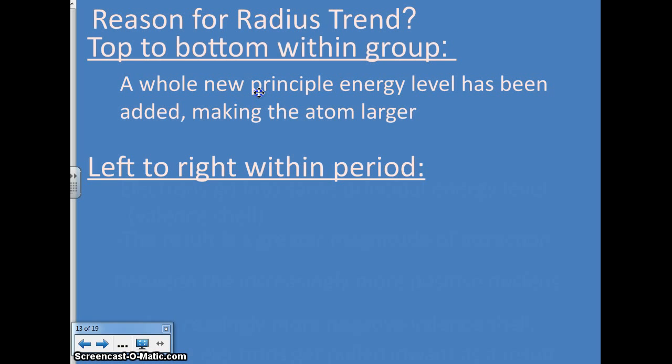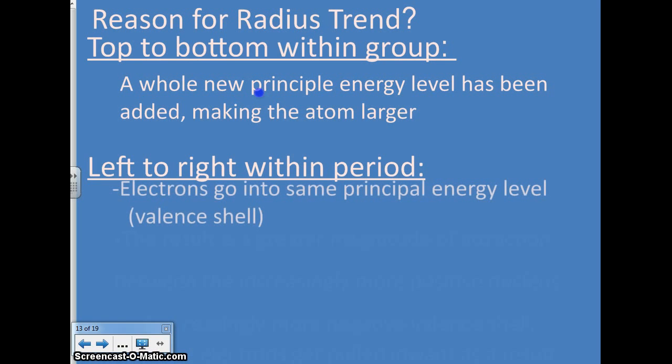Left to right within the period, however, something different happens. In this case, electrons are being added as you go left to right, but they're being added to the same principal energy level. So you're not adding a layer, you're just putting electrons into the same layer. And if you can imagine what happens, that layer is going to get more and more negatively charged because you're adding more negative electrons into that same shell. But also as you're going left to right within the period, the charge on the nucleus is getting more and more positive. So the nucleus is getting more and more positive, and the layer is getting more and more negative.